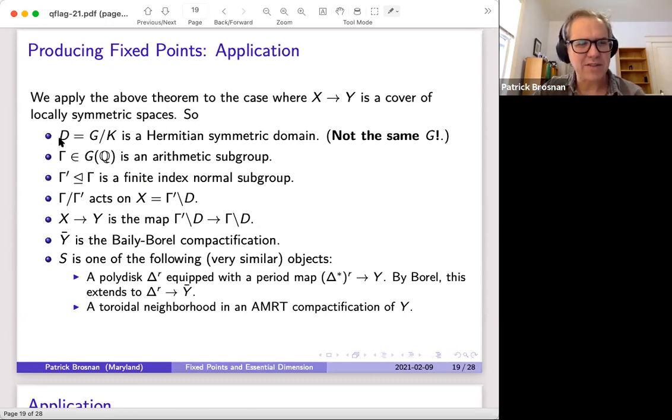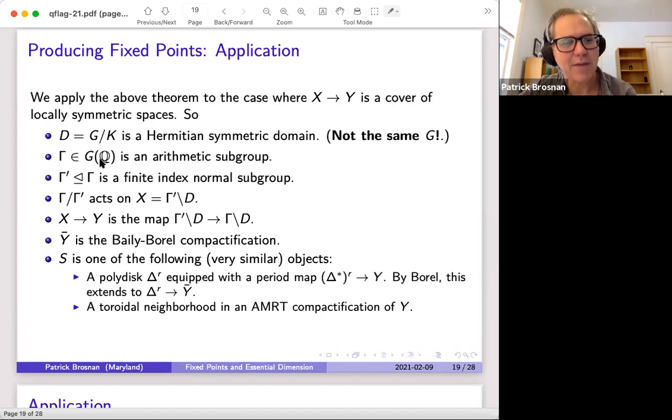So my notation for a Hermitian symmetric domain is D, it's G mod K. Here G is not the same G, it's not the finite group G like before. G is some algebraic group. I'll take it over Q, some real algebraic group, but it's supposed to be defined over Q. And G(R), to be absolutely honest, the G right here is the connected component of the identity in G(R). K is a maximal compact subgroup of that. And then G mod K is a Hermitian symmetric domain. And the case to really think of is SL2(R) mod SO2(R), that gives you the upper half plane.